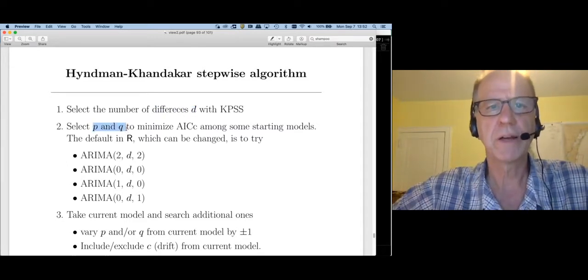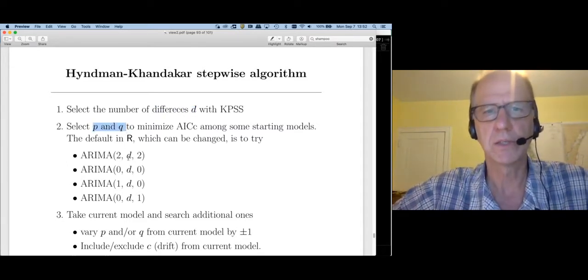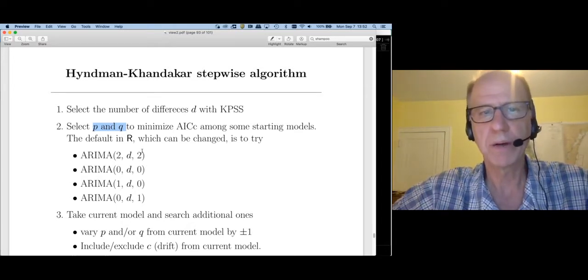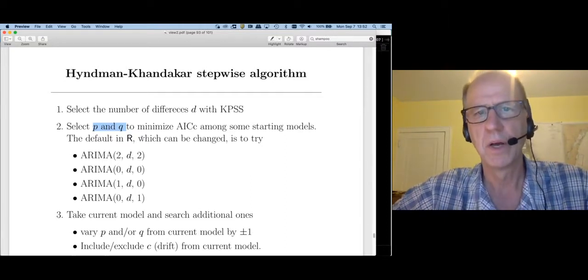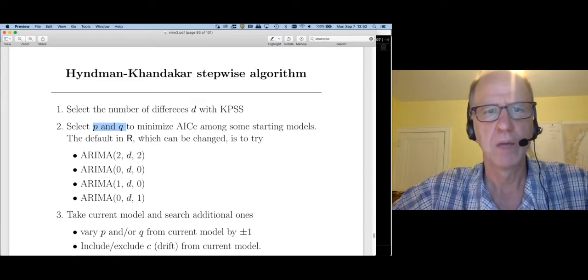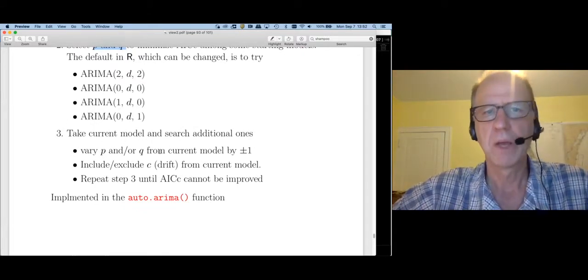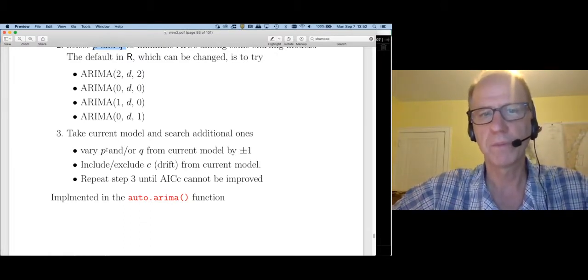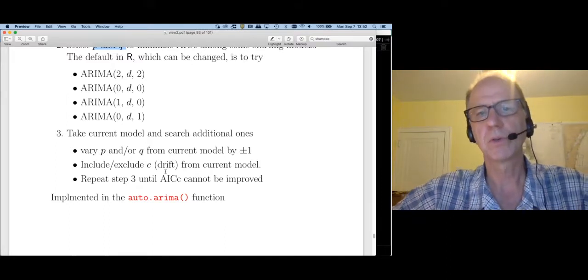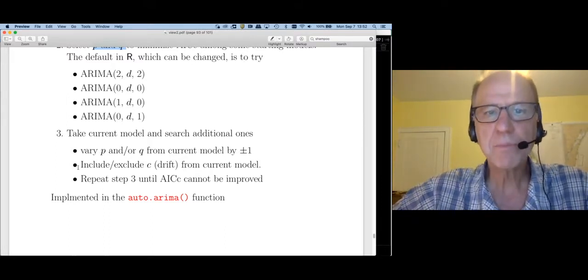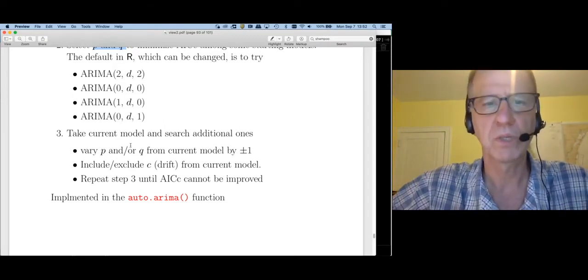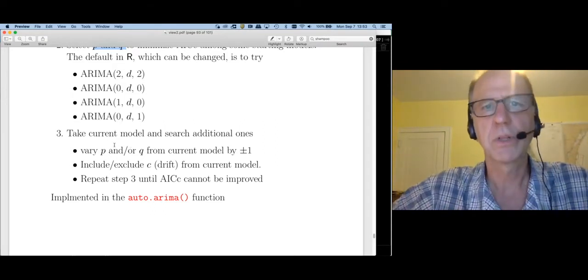Next, it moves on to finding P and Q. So the way it does this is it tries these 4 models and uses the smallest AICc value to be what I'm going to call the current model. So the best of these will give this kind of starting current model. Step 3 says we're going to take this current model and try to vary it. So we're going to add and subtract 1 from the P and Q value. We also might try to include a drift term in the model, and we're going to keep doing this until no further improvement can be realized. Having done that, we return the model.